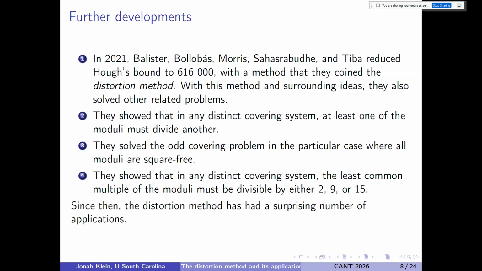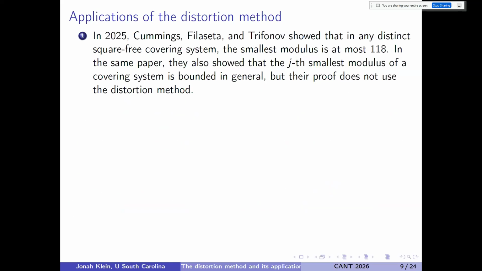Okay, and since then, the distortion method actually had a surprising number of applications, at least to me. It's been fun to follow, let's just say. Okay, so in 2025, Cummings, Filaseta, and Trifonov showed that in any distinct square free covering system, the smallest modulus is almost 118. So this is basically just brute forcing through the approach and trying to optimize as much as possible in this particular case.